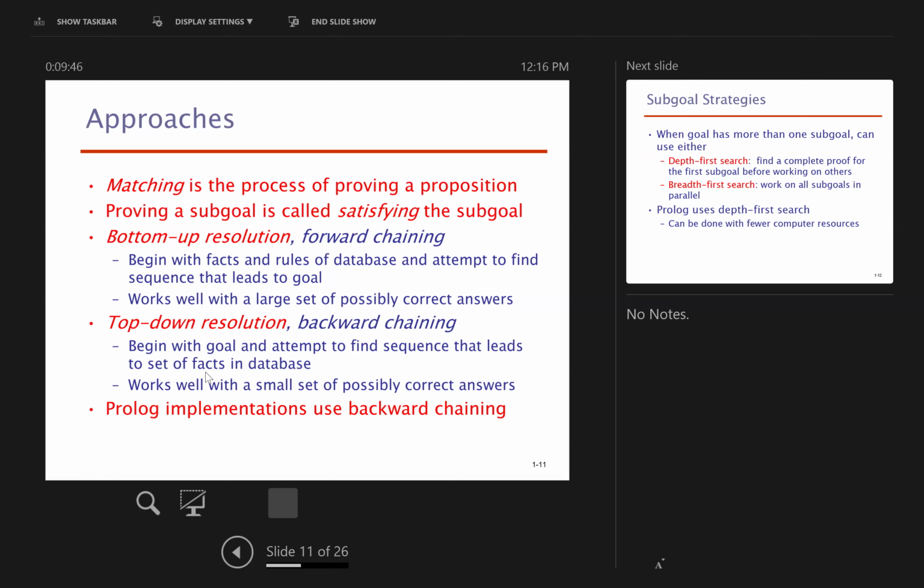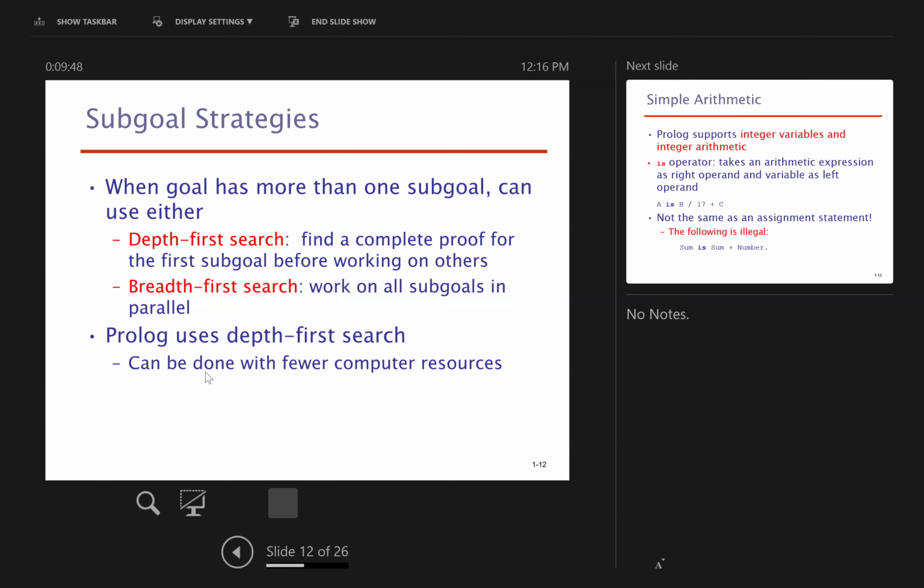Also, maybe some of you know depth first search and breadth first search. When a goal has more than one sub-goal, we can either use depth first search, which means we find one level at a time: find a complete proof for the first sub-goal before working on others. Or breadth first search, which works on all sub-goals in parallel. Prolog uses depth first search, which can be done with fewer resources.